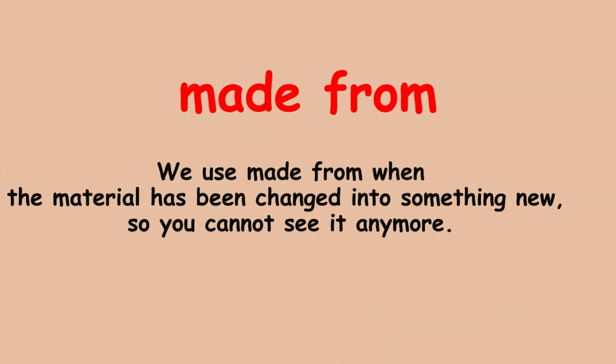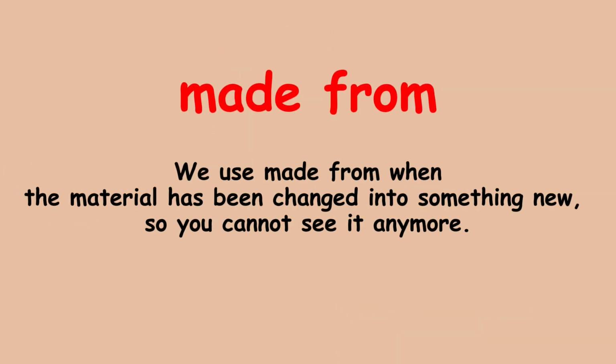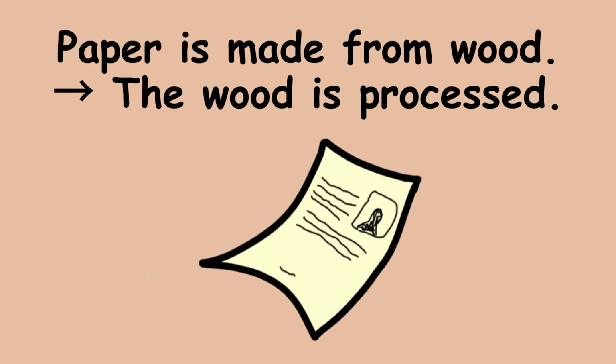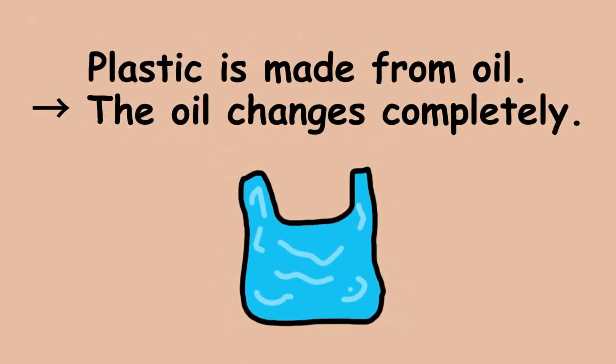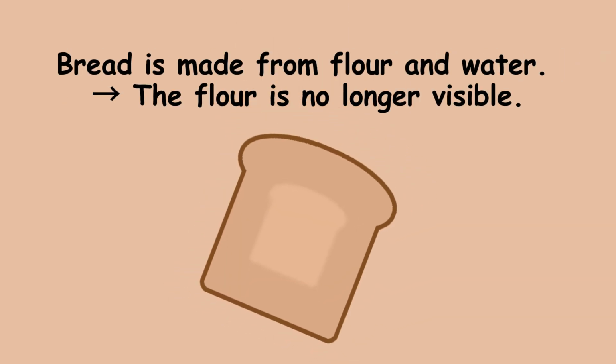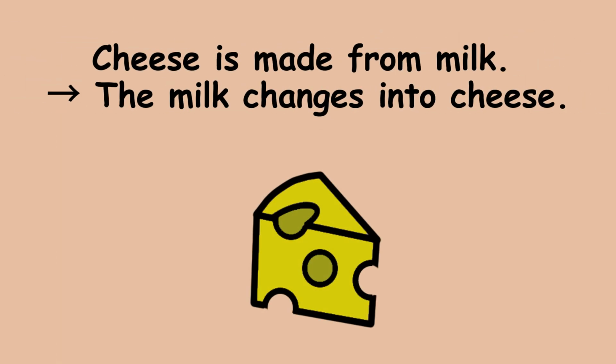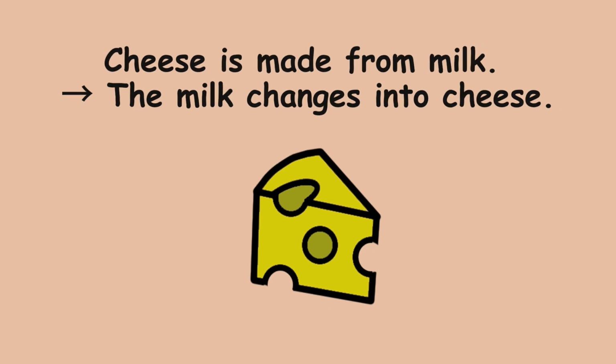Made from. We use made from when the material has been changed into something new, so you cannot see it anymore. For example, wine is made from grapes. The grapes are transformed. Paper is made from wood. The wood is processed. Plastic is made from oil. The oil changes completely. Bread is made from flour and water. The flour is no longer visible. Cheese is made from milk. The milk changes into cheese.